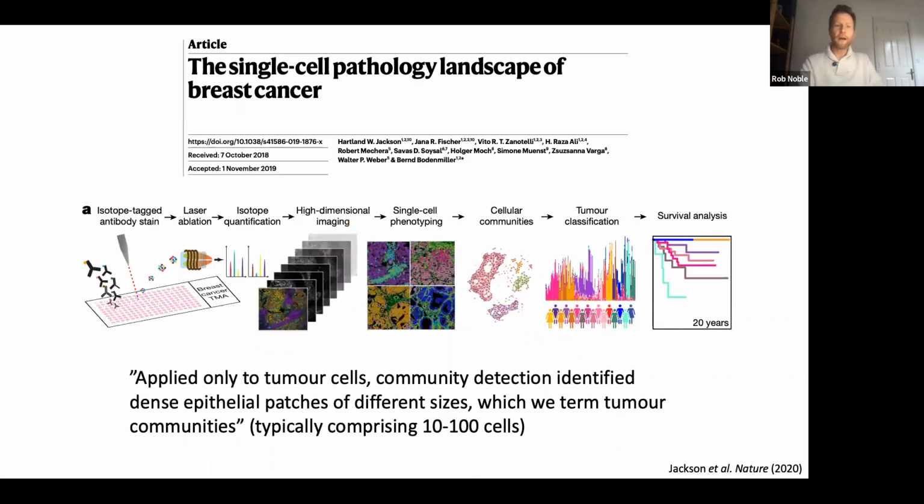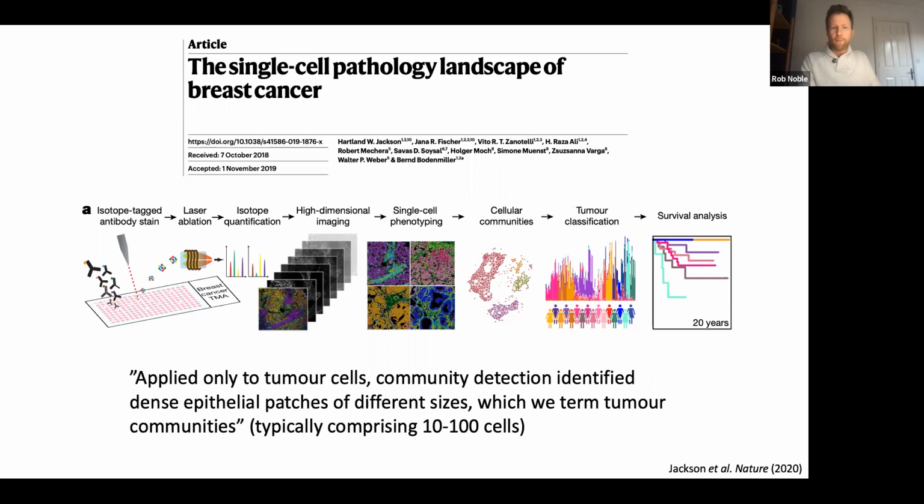Now, this idea of looking at these epithelial patches seems to be catching on. While we were conducting this project, another project was going on unbeknownst to us, which was published in 2020, looking at what they call tumor communities. These typically comprise 10 to 100 cells, which is similar to our estimates. Again, this is looking at 2-dimensional structures. What this study showed, among other things, is that the cells within these patches are similar to one another, more similar than to neighboring patches.